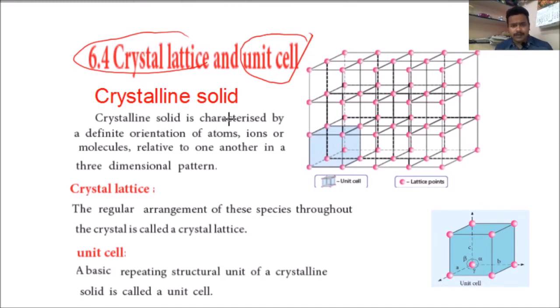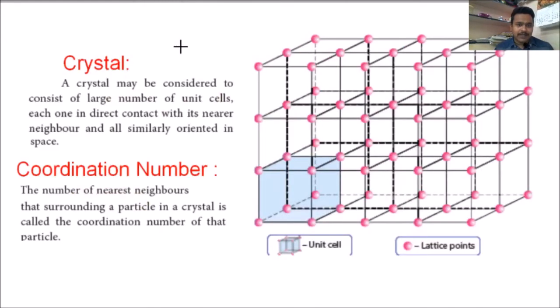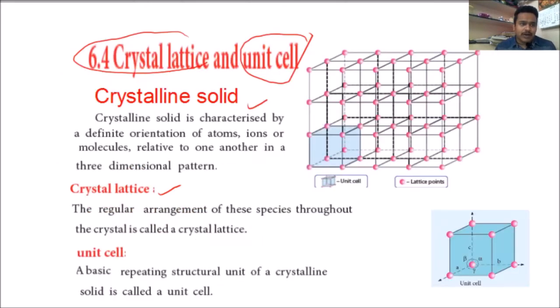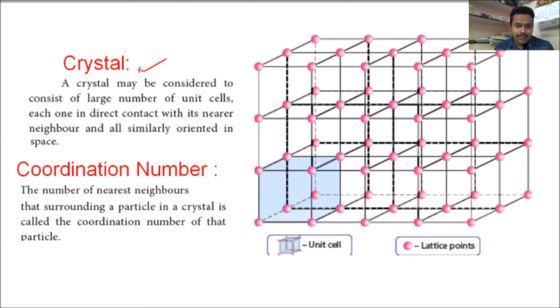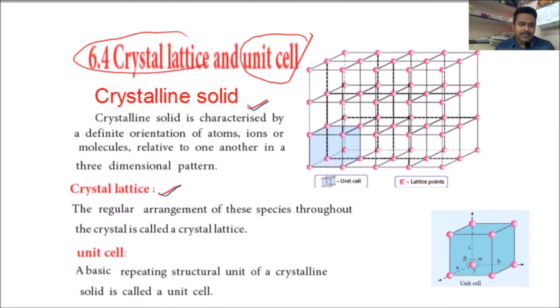See here: crystalline solid, crystal lattice, and after that, crystal. All of these are the same here. Crystalline solid, crystal lattice, and crystal are all the same only.